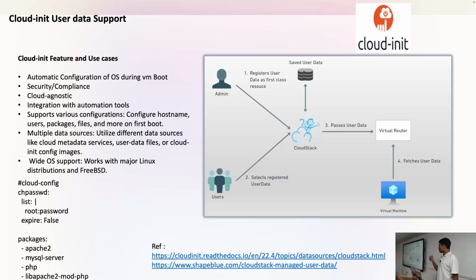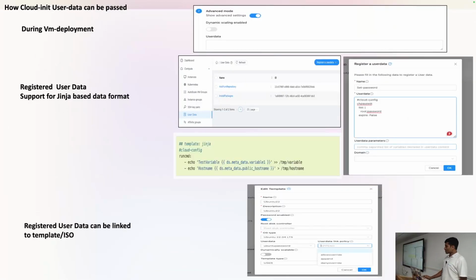We have improved the Cloud-init feature in CloudStack compared to other hyperscalers. We support various ways of providing Cloud-init user data. We can specify the user data during VM deployment, and user data is a first class feature. There's a separate section in the CloudStack UI where you can store the user data and associate it with a particular template or ISO, and later use it during VM deployment to use a particular Cloud-init script. We support Jinja based formats. I don't know whether AWS and Google Cloud support Jinja, but we do support Jinja for Cloud-init based user data.